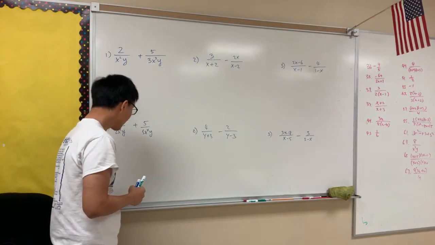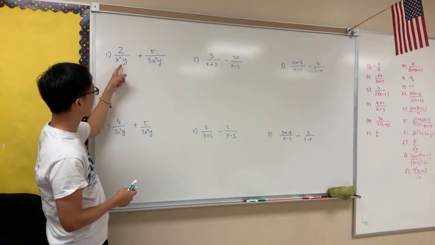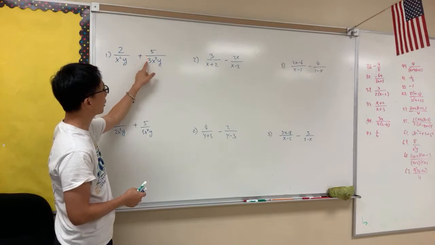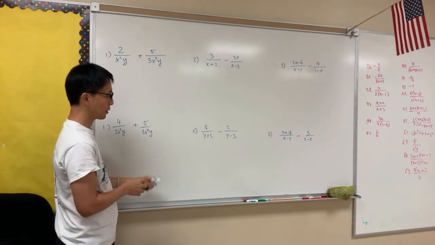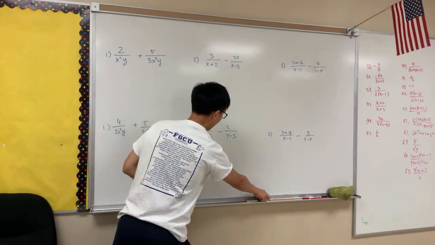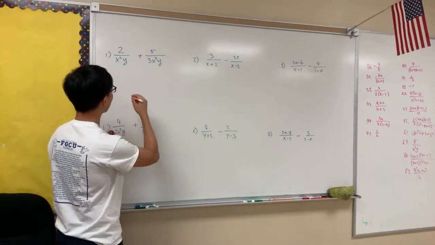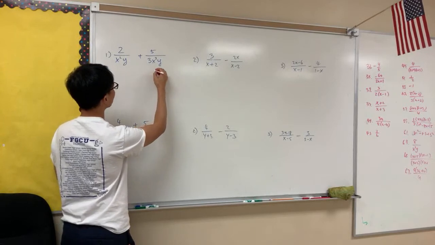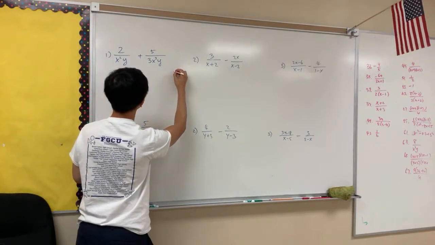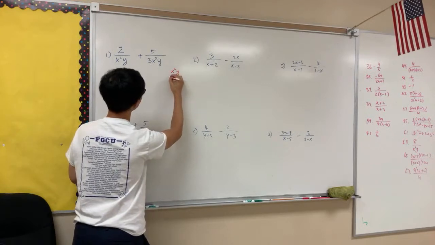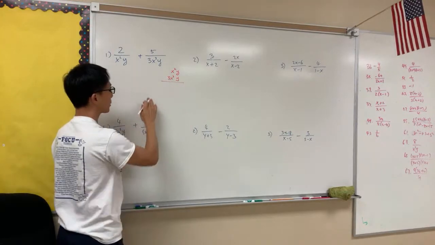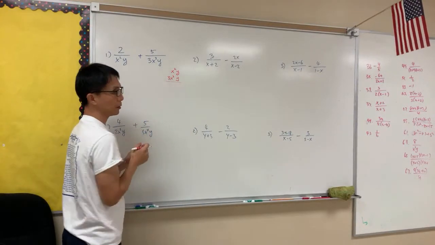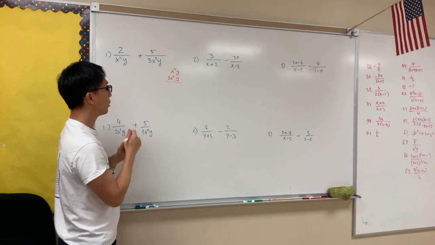The first one here is 2 over x squared y plus 5 over 3x cubed y. And for me, I will figure out what's the LCD here. In this case, I'm comparing a couple of things. I'm comparing the denominators, which is x squared y, as opposed to 3x cubed y. If I do the comparison, I pick the higher power of each variable or constant.